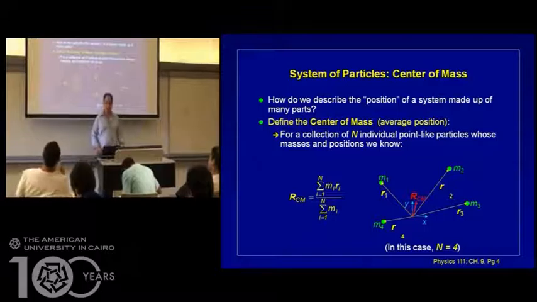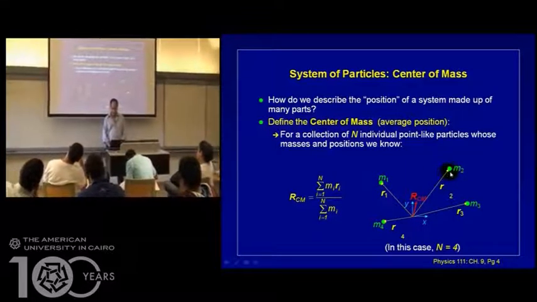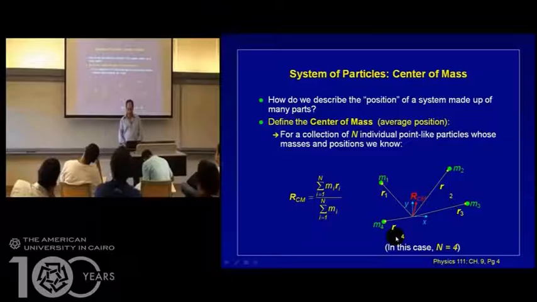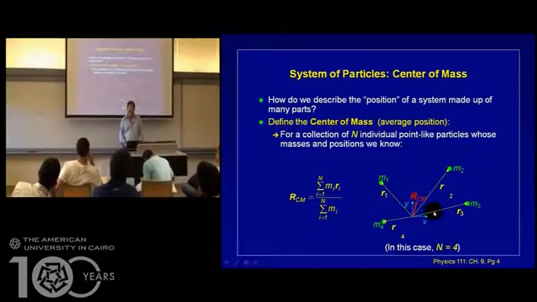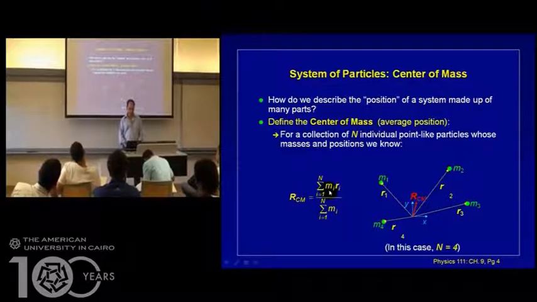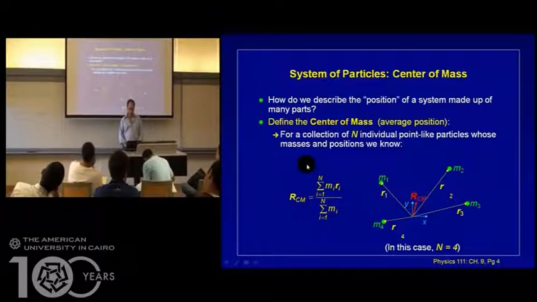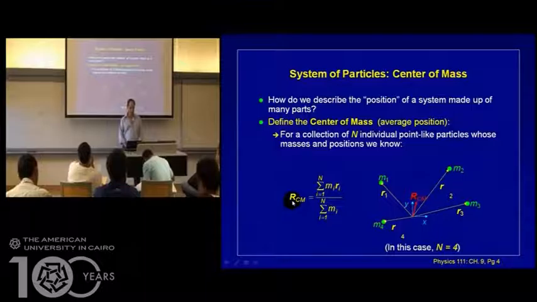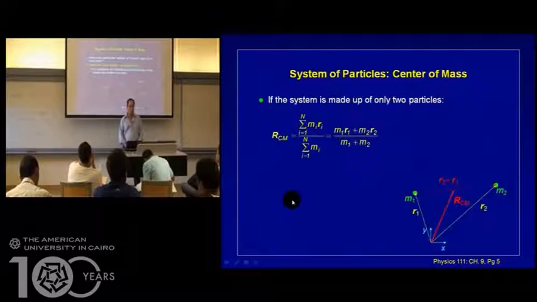So, if you have an example of 4 points, M1, M2, M3, and M4, and we need to find the center of mass of those 4 points in space, that's going to be easy. The center of mass is the sum of the masses times their positions divided by the sum of all masses. That equation entails the x, y, and z position of the center of mass. R is a vector in space that has x, y, and z components.